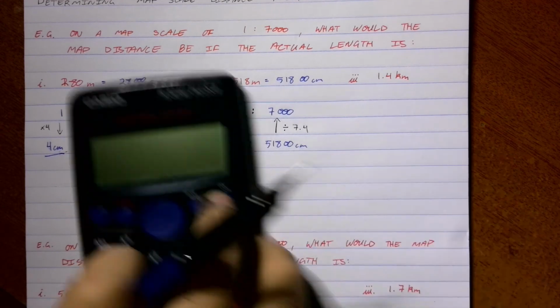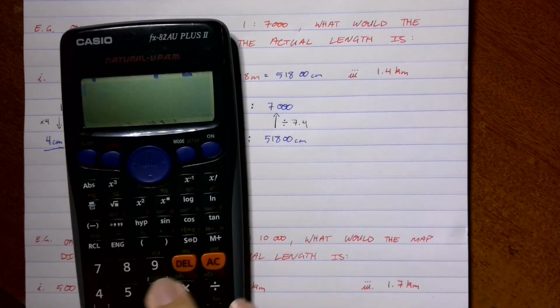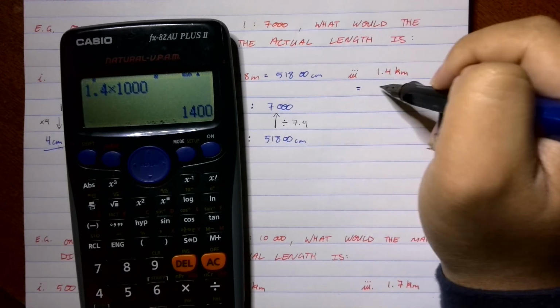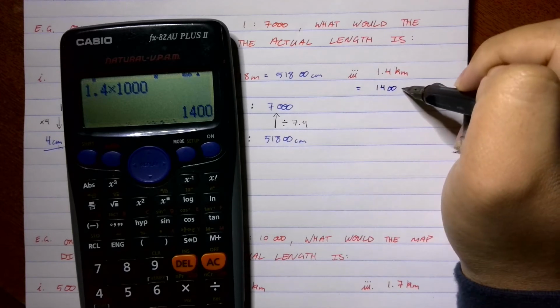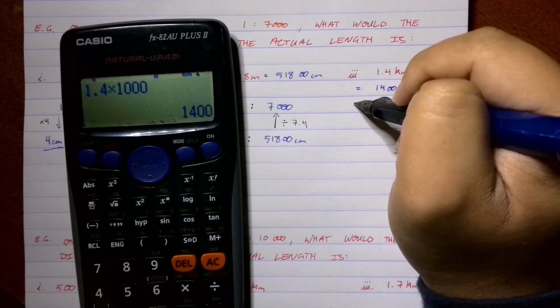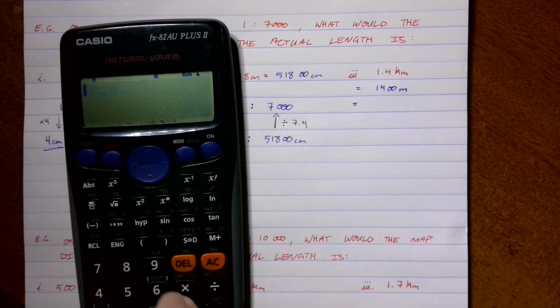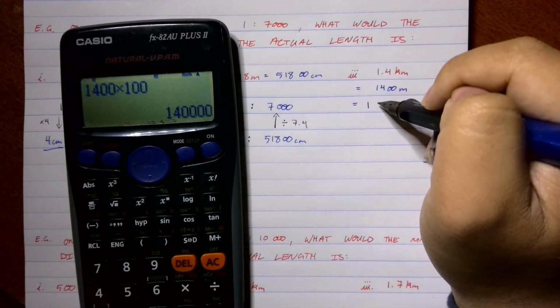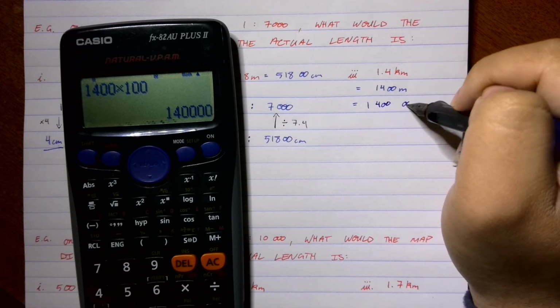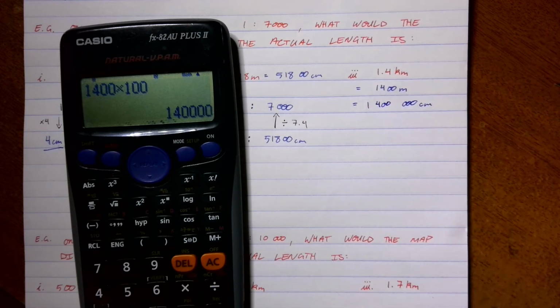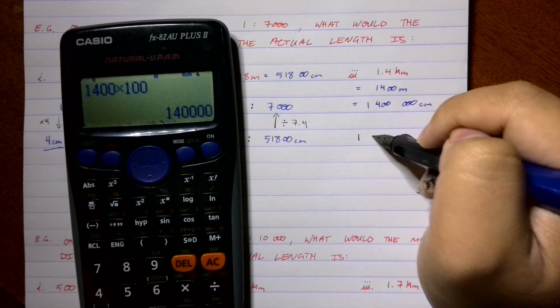Similar idea here. We need to convert this first into centimeters. So 1.4 kilometers. We need to multiply this by 1,000. This will give us meters. This is 1,400 meters, which is the same as, we multiply this, 1,400 meters times 100, which will give us, oh, that's a long number, 1,400,000 centimeters.